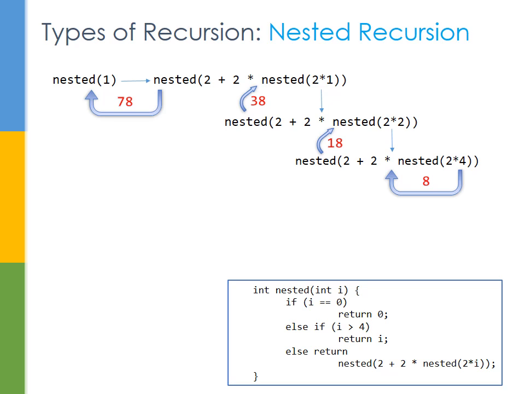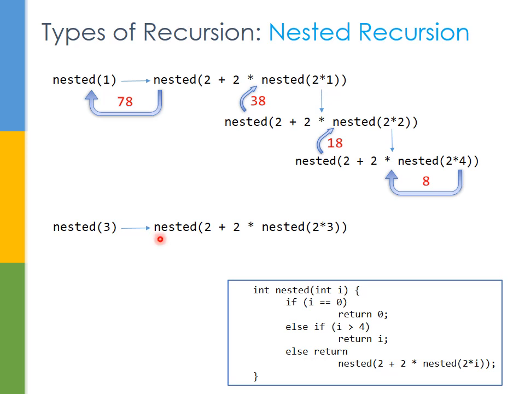So now let's look at a second example over here. Let's look at a call to nested with a parameter value of 3. So again, we see then that our parameter value of 3 is not equivalent to 0. It's also not greater than 4. So this means we then enter our recursive case over here.